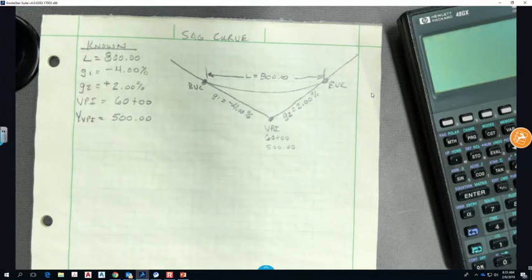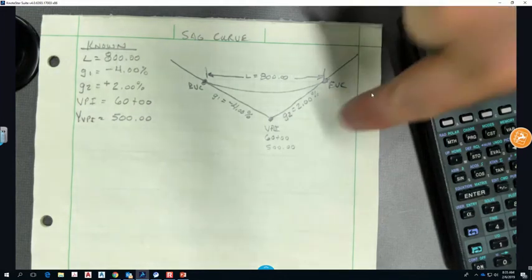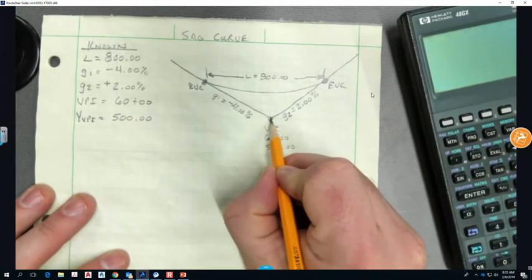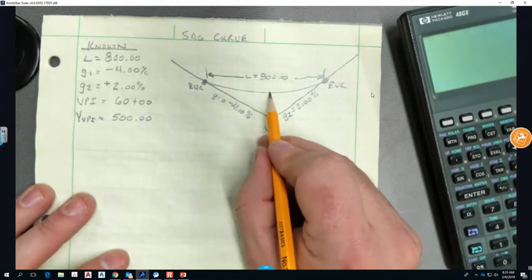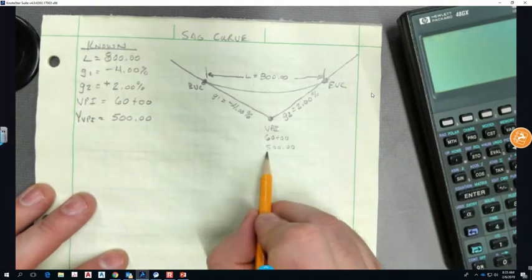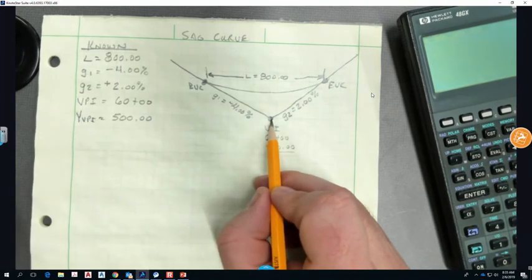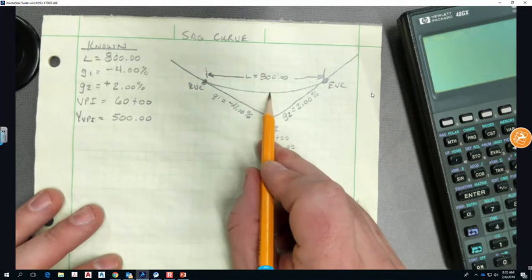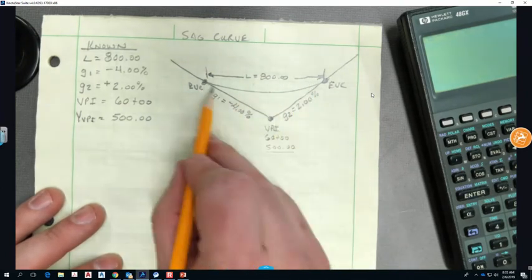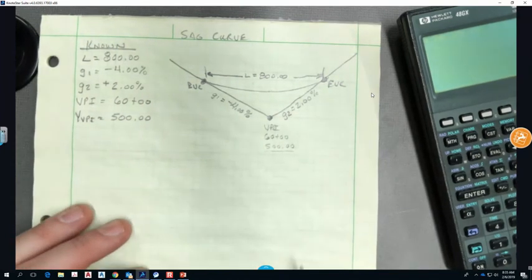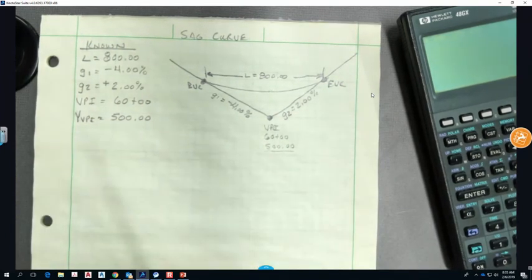So, a good question, James. The VPI elevation here, this 500, is exactly right here. It's at this point, so it doesn't actually occur on the road. When you're looking at this elevation, know that it's at the intersection of the tangents, essentially. It's not actually on the road surface. The vertical curve surface is right there. So this elevation really is just the intersection of the two tangents.